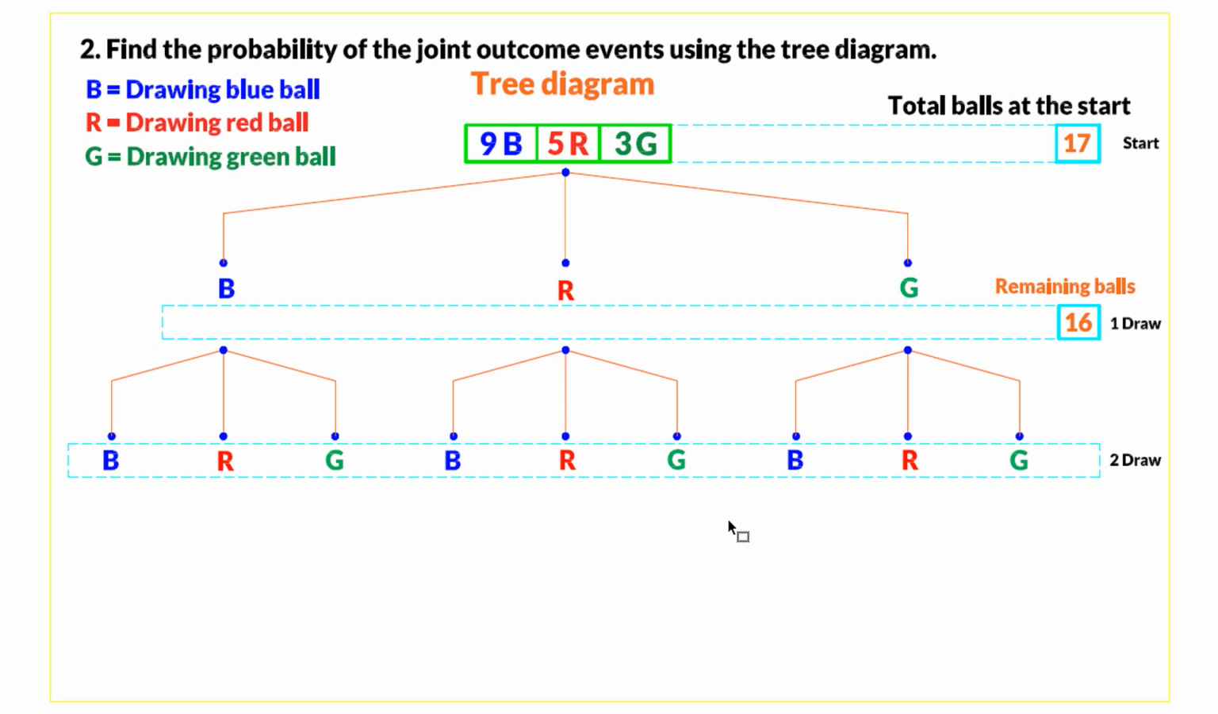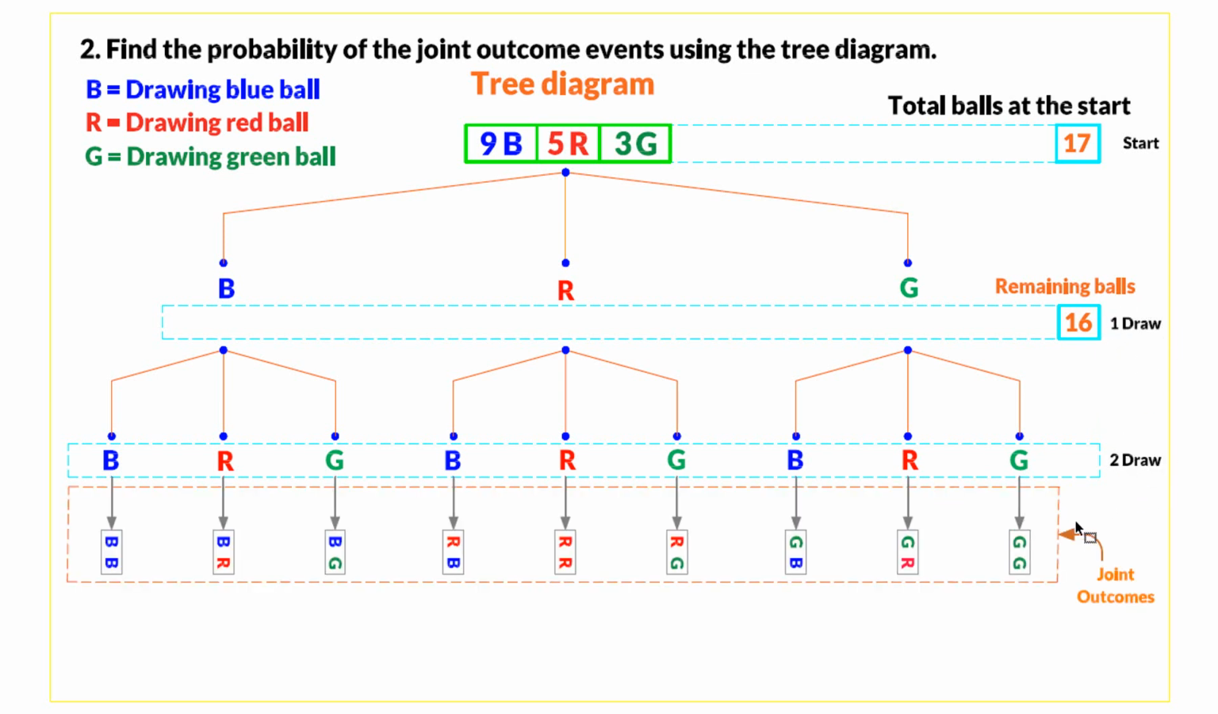For the second draw, we may again pick blue, red, or green, and now we can have all possible joint outcome for the first draw and the second draw. These are all the joint outcome. We may pick red first and blue second. We may pick green first and green second, and so on. So let us find the remaining balls after the first draw.